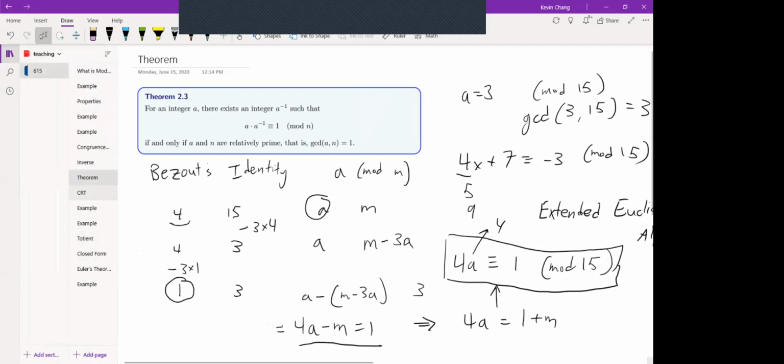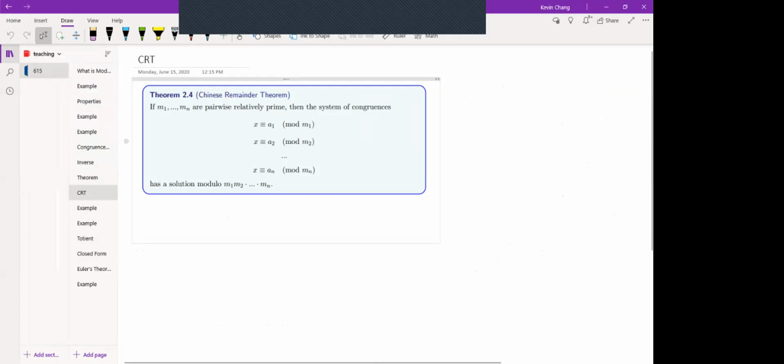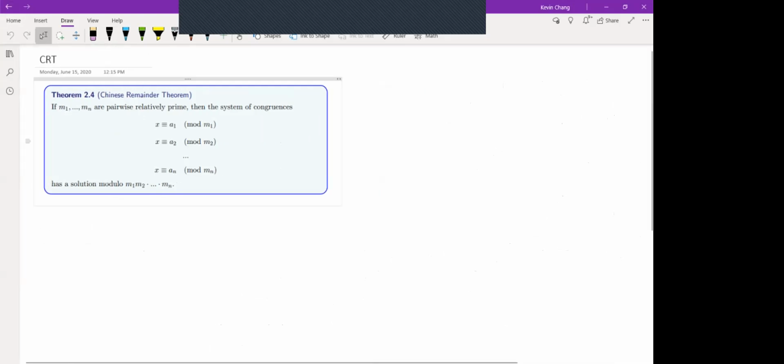So we've been solving a whole bunch of linear congruences, but now let's look at a system of congruences. In this case, we have something called the Chinese remainder theorem. Basically, it tells us that if we have a system of congruences for these numbers m1 to mn, and these have to be pairwise coprime, meaning they share no common factors with each other, then the system of congruences given here will have a solution.